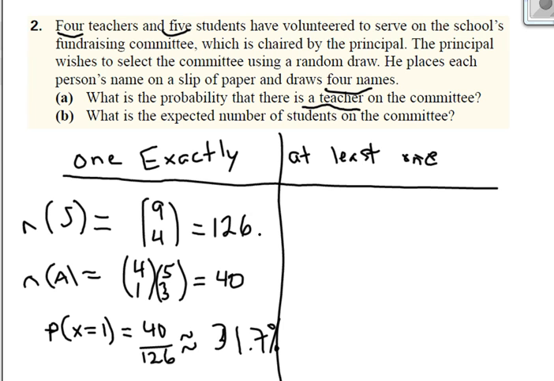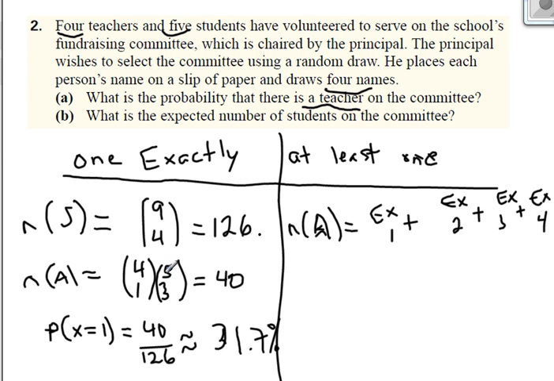Now, what if I wanted the other one? At least one teacher. So my sample space is the same, but now my event space is going to be exactly 1 teacher plus exactly 2 teachers plus exactly 3 teachers plus exactly 4 teachers. That's one method I could do. So I could basically do this math 1, 2, 3, 4 times and add them together. Or I could do the probability of not A and subtract. So I'm going to do it that method.